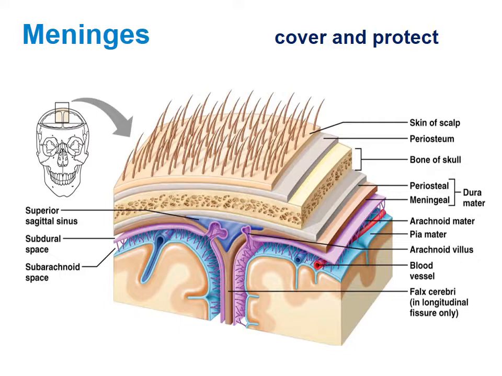Note, these are the cranial meninges. The spinal meninges are essentially the same. However, there is an extra epidural space filled with adipose tissue just inside the vertebra. Then we would find the dura mater, etc.